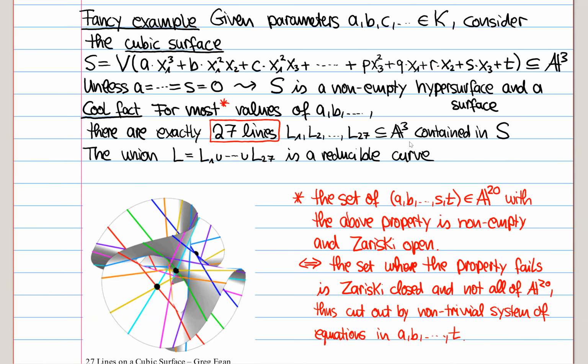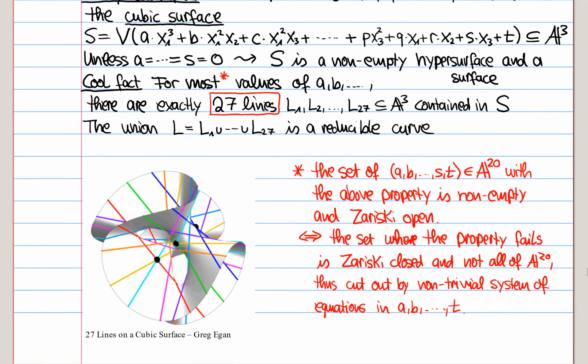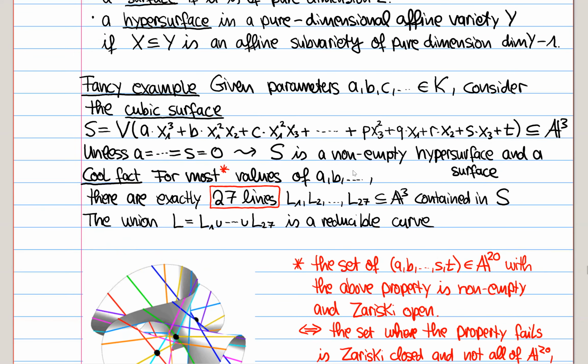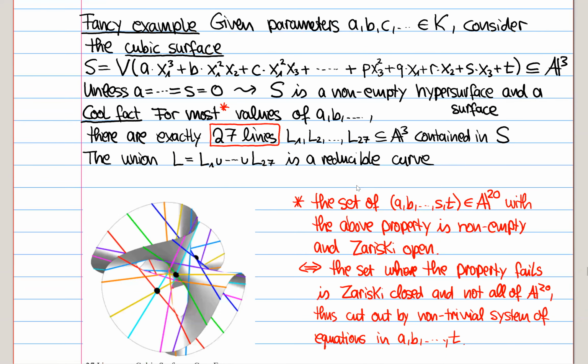Here's a kind of illustration of this. You have the surface, and then you see the 27 lines. If you take, for example, the union of these 27 lines, then this will indeed be a reducible curve. So it will be pure dimension 1 and therefore satisfy the definition of a curve. This was a very fancy way of giving an example of a surface and a curve.